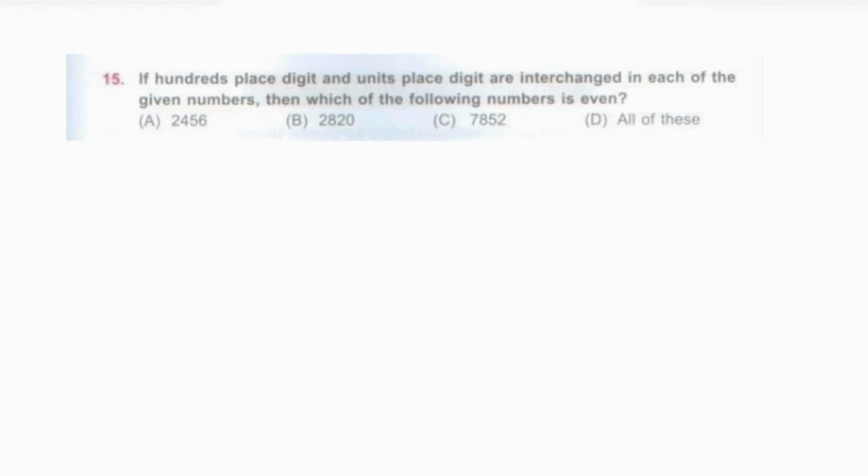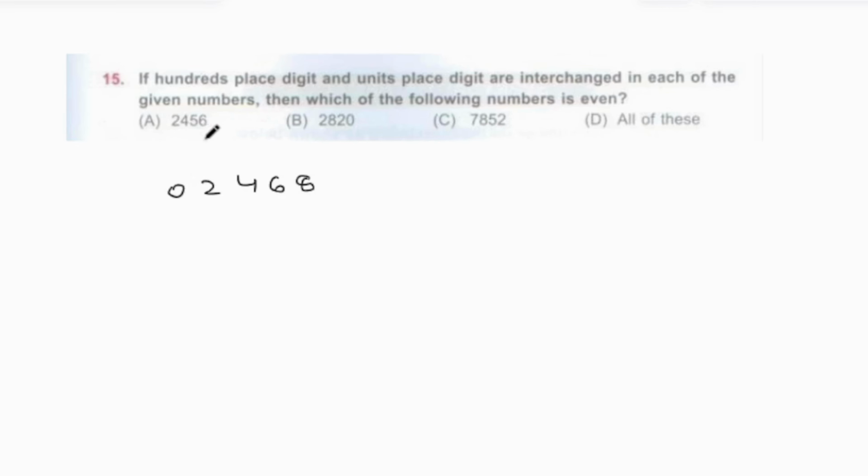Let us solve question number 15. Question number 15 reads as, if hundreds place digit and units place digit are interchanged in each of the given numbers, then which of the following numbers is even? We know that even numbers are 0, 2, 4, 6, 8. The numbers that end with 0, 2, 4, 6, 8 are even numbers.